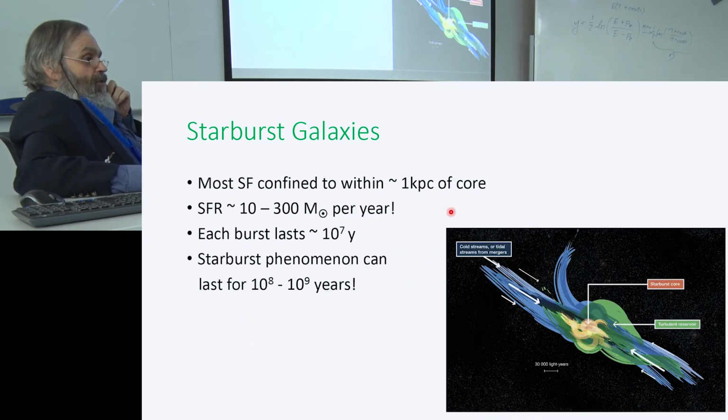Most star formation is confined to the inner kiloparsec of the core, where the density is the highest, and we can get pretty impressive star formation rates, 10 to 300 solar masses per year. The bursts may only last for 10^7 years, but the phenomenon itself lasts for 10^8 or 10^9. So each burst goes until you use up most of the gas in that gas cloud, and then there's another one from the perturbations and the collisions that continue.